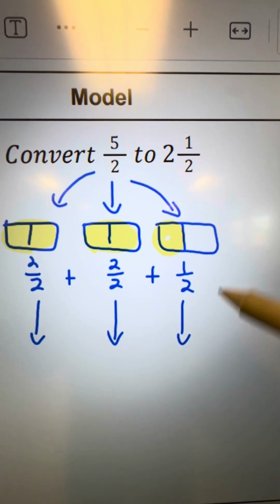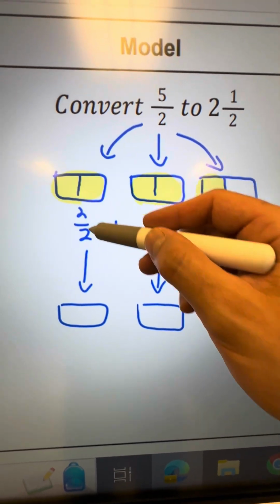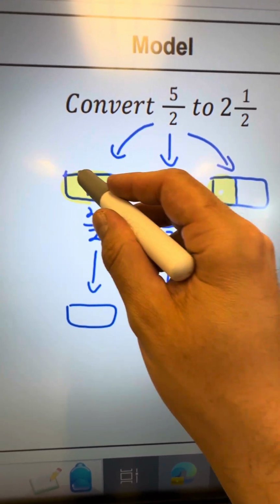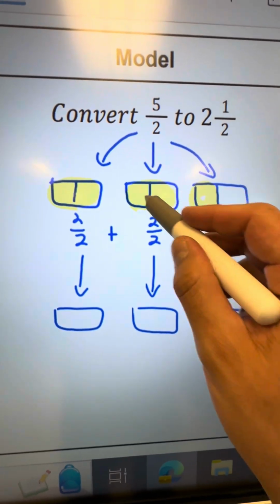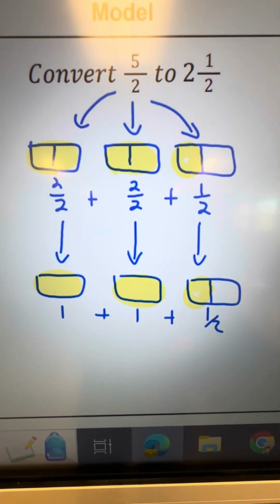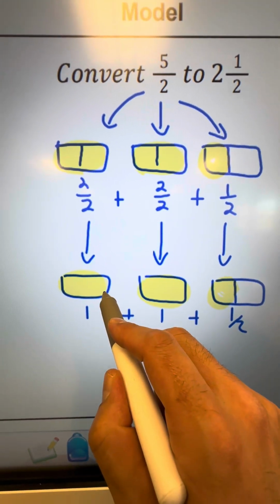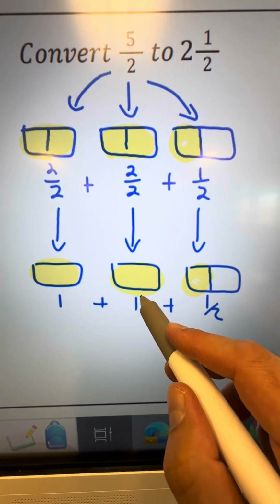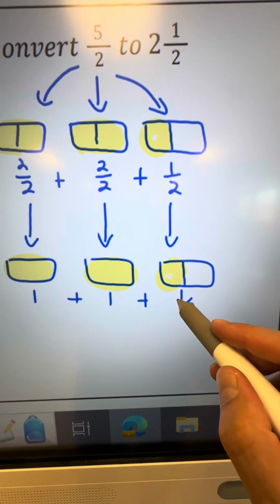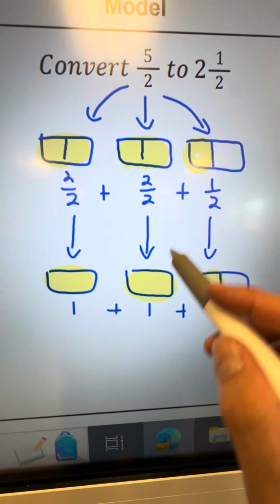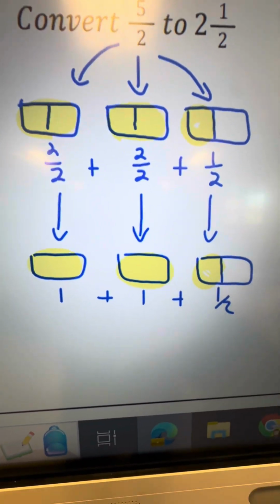change to 2.5. Now, when you look at this, 2 halves, you can see here, is the same thing as just one fully shaded rectangle and another fully shaded rectangle. So again, you can see that this 2 halves is the same thing as just one rectangle. That's the same idea here. And the 1 half is still the same thing as a half. So this is equivalent to just saying 1 plus 1 plus a half.